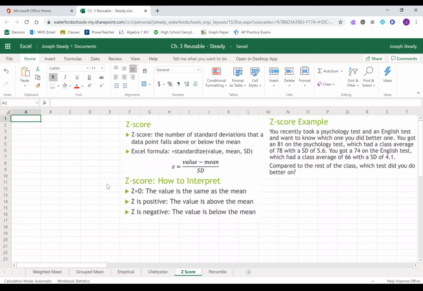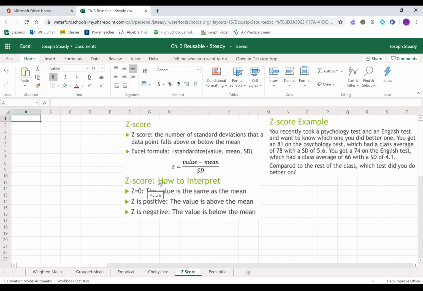In this set of videos, we're going to be looking at a couple statistics that measure the position of a data point. In other words, how did you do compared to other people in the population? Were you above average or below average? Were you in the top 10%? Were you in the bottom 30%? These can be interesting stats to know to see how a certain data point compares to the rest of the data in that population.